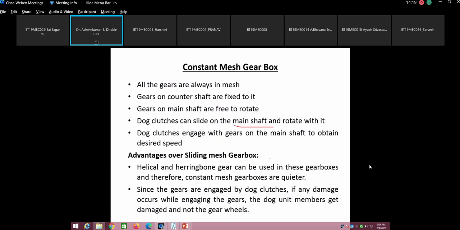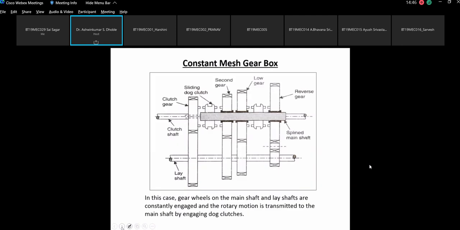Advantages over sliding mesh gearboxes: helical or herringbone gears can be used in these gearboxes, and therefore the constant mesh gearboxes are quieter. That means you don't have the noise of the gear engagement and power transmission. Since the gears are engaged by dog clutches, if any damage occurs while engaging gears, the dog clutch unit gets damaged rather than the gears. Now this is the layout of the constant mesh gearbox which we have drawn. Gears on the main shaft and lay shaft are constantly engaged, and rotary motion is transmitted to the main shaft by engaging the dog clutches. So this we have seen.